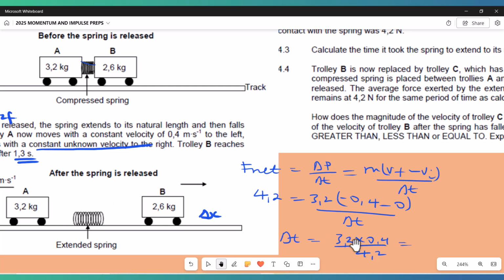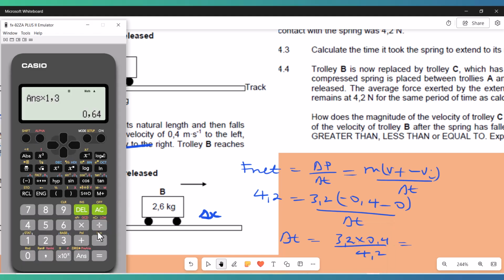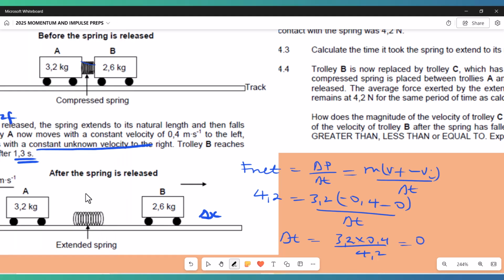If we check our calculator here, we have 3,2 multiplied by 0,4 divided by 4,2, which gives us what? 0,3 seconds. 0,3 seconds. That's our answer. 0,3 seconds. All right. I think we have to stop here, guys.